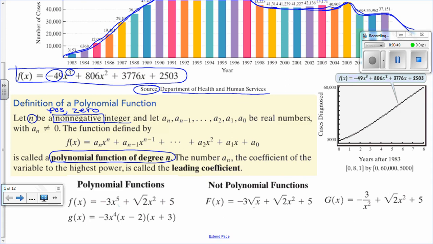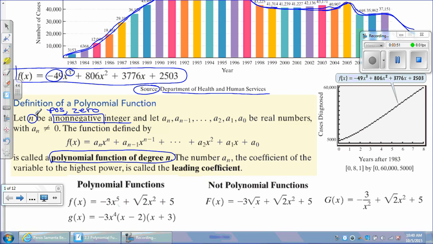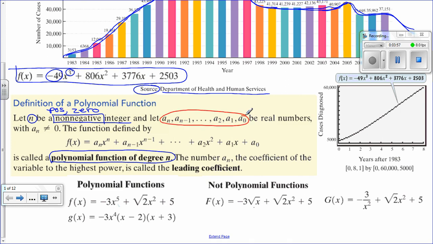All right, now let's go over the coefficients. For coefficients, we are using the letter A to denote that it could be a real number. We're going to start from the coefficient of the term with the highest degree. That will be called A sub n. And A sub n is also the leading coefficient.